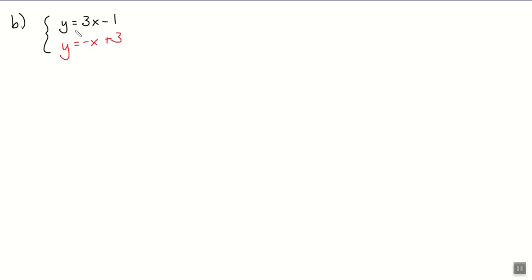So I'm going to plug the red one in for this y, is what I'm going to do. It doesn't matter which direction we go, but instead of writing y, I'm going to write negative x plus 3. So here we go. Negative x plus 3 replaced this y, and that's still equal to what? 3x minus 1. Just substitute. I'm going to give you 30 seconds. Solve this for x for me.